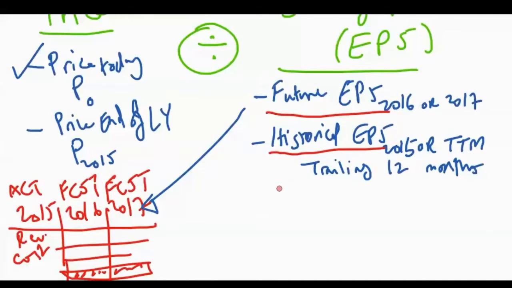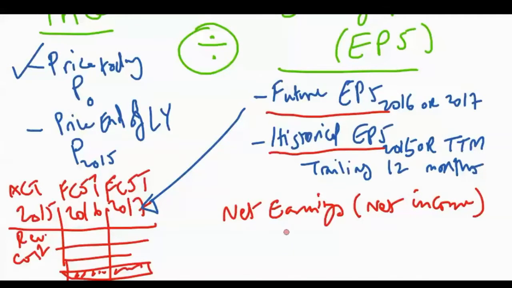How about the history? The historical EPS. Basically, for historical EPS, you need the net earnings or the net income of the company. But which period is that? You need to look at the earnings of 2015. So you look at the historical numbers, you look at the bottom line of the income statement of 2015. This is very easy if you can look up the EPS for 2015 or any previous year.